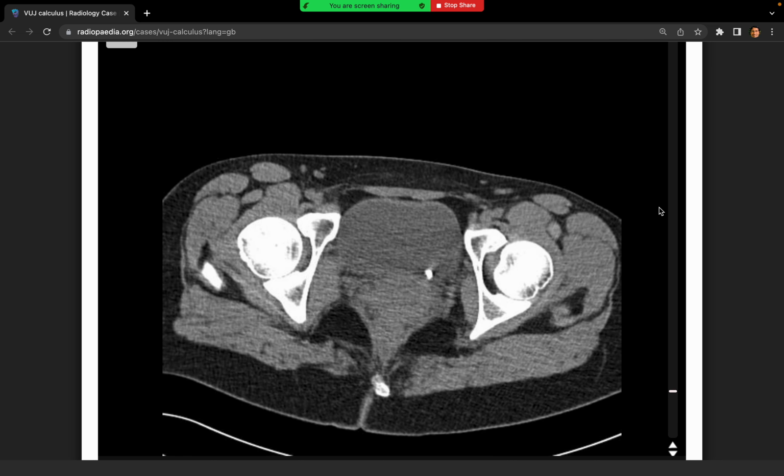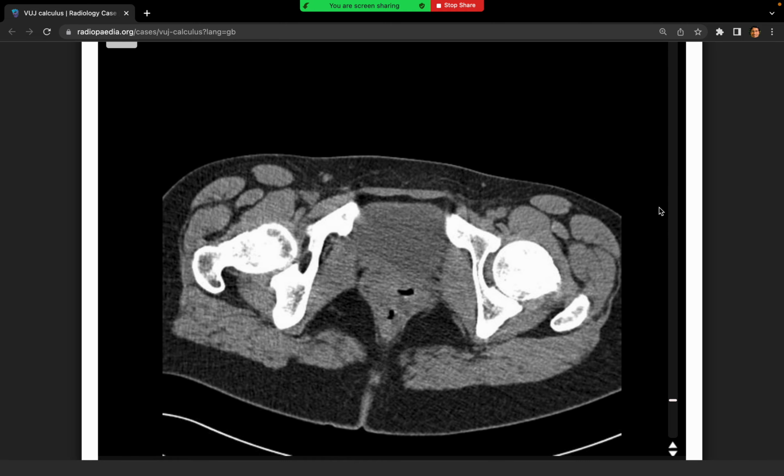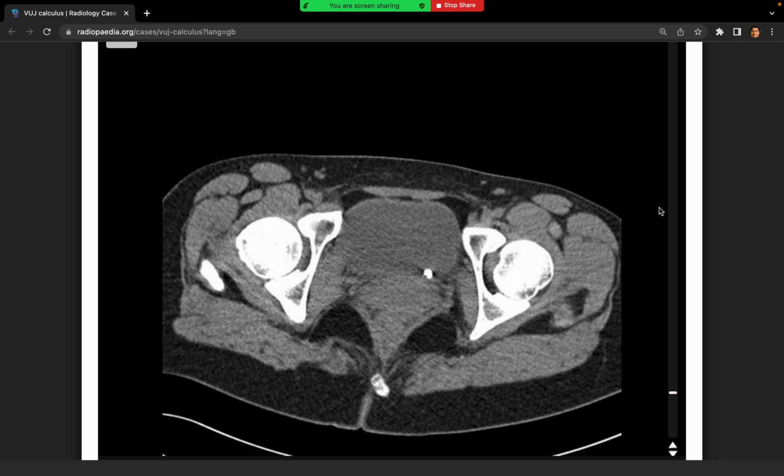Yeah, and then there's a calculus in the region of the left vesico-ureteric junction, consistent with an obstructing ureteric calculus with proximal dilatation. Okay, good. So what will you do?